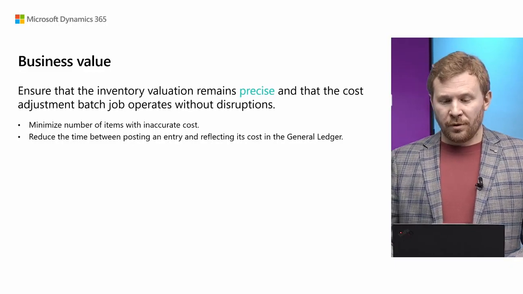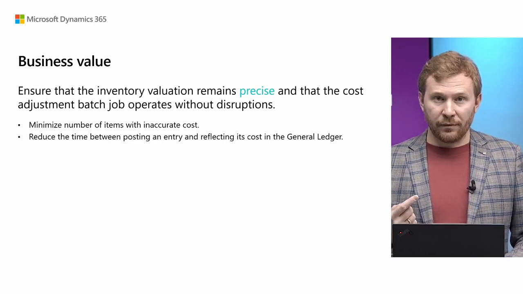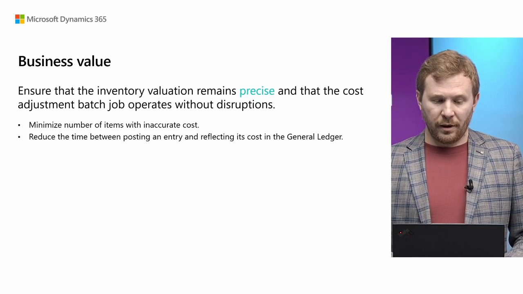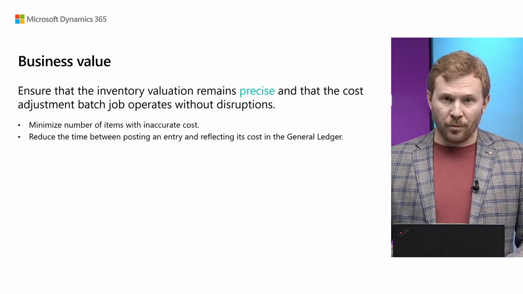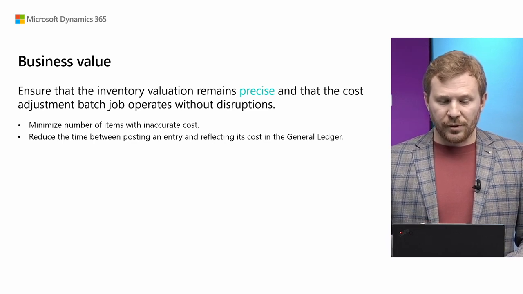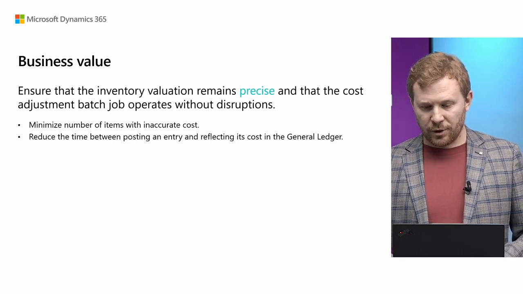Let's go one step back and see why we believe that continuous monitoring of cost adjustment and quick reactions to issues is important for business. We are trying to achieve 2 main goals. First, we want to minimize or even eliminate items with inaccurate cost. Then, we are reducing the time between posting an entry and reflecting its cost in the general ledger.